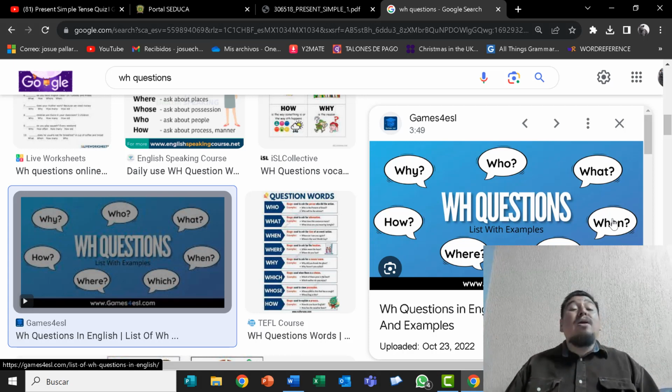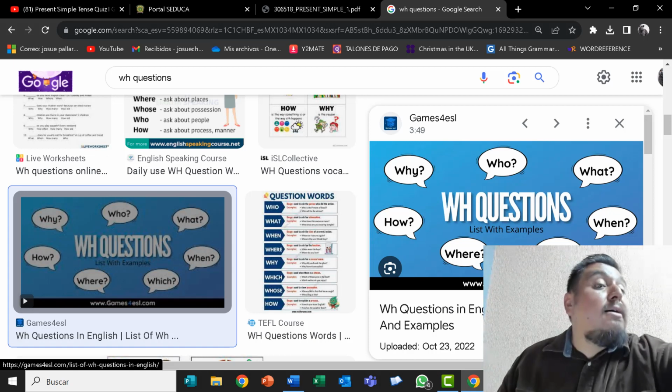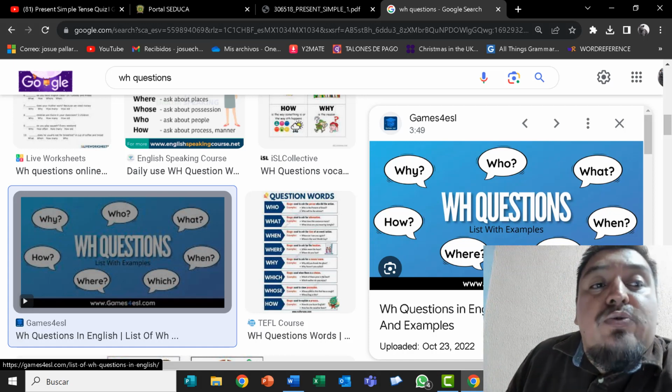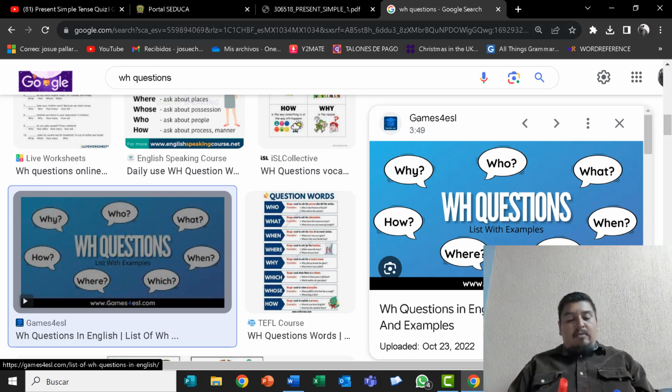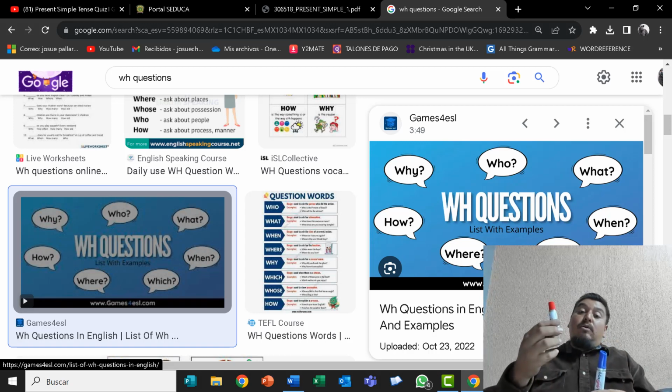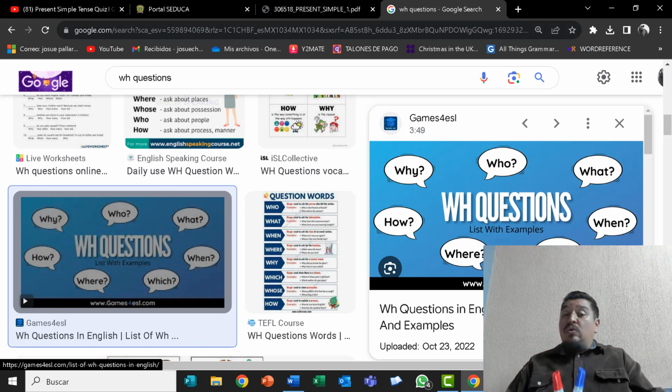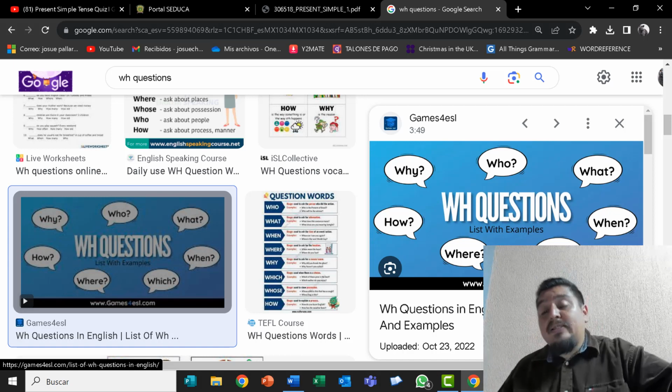When, for the time, cuándo. Which, for choices, para hacer una elección. For example, I have here two markers, the red color and the blue color. I'm going to give you a marker, but I don't know if you prefer the red or the blue. So which marker do you prefer? The blue or the red? Let me know. So, for choices. Eso es para que podamos hacer elecciones.